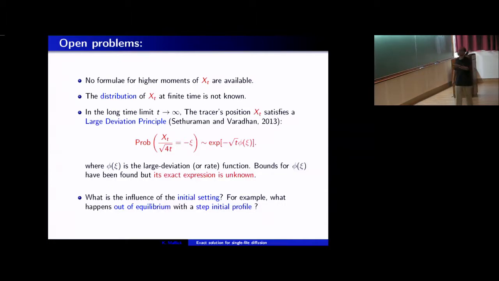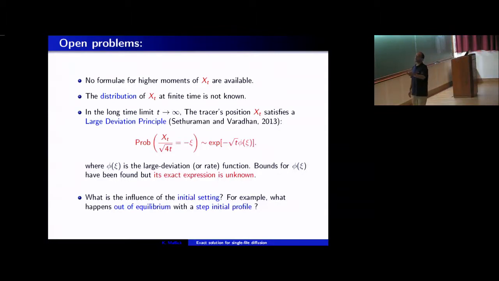So it would be nice to know what this thing is equal to. So what Sethuraman and Varadhan showed is that this function exists. So they proved existence. They gave some bounds for this rate function, but they did not compute it. They did not have the techniques or were not interested in computing it.